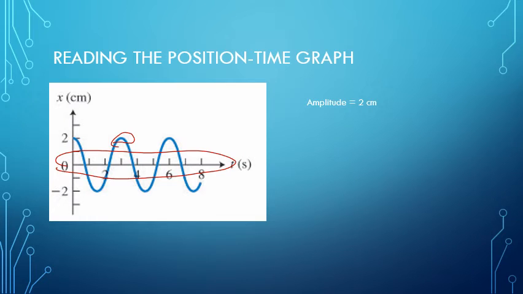The next thing I want to do is find out what the period is. Well, I'm given the time in seconds. So I can just find the time when it gets to the maximum point, then to the other point, then all the way over to here.